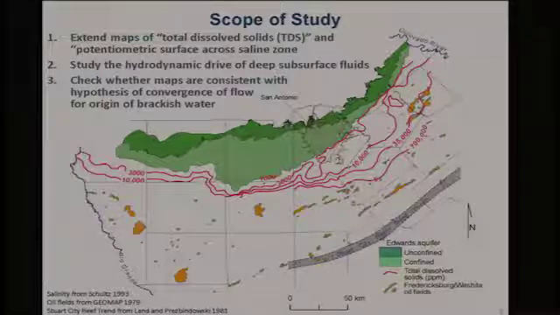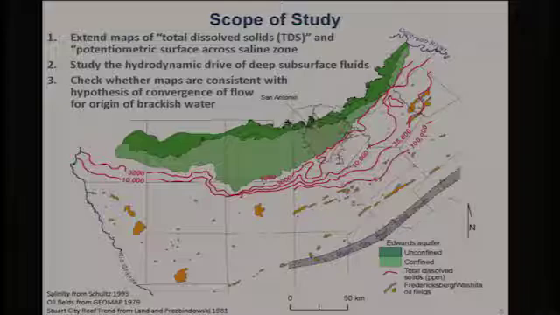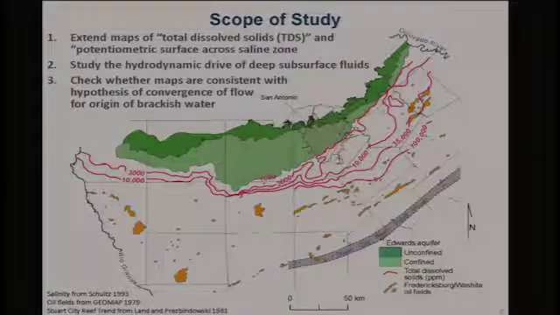Now, a lot of really good investigators have done some good research on the Edwards saline zone, and in particular, looking at the composition and origin of Edwards brines. But to our knowledge, no one has yet, in a systematic way, mapped out the distribution of salinity across the saline zone and then related that to flow paths that one would predict by looking at a hydraulic head map. And from this hydraulic head map, we want to look at the gradients and see what might be driving these deep subsurface fluids. And then we want to see if our maps are consistent with what Dr. Dutton and others might call the convergent flow hypothesis of the origin of brackish water, which I'll explain in a bit.